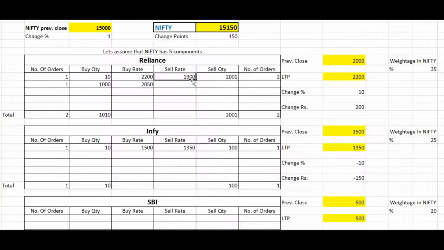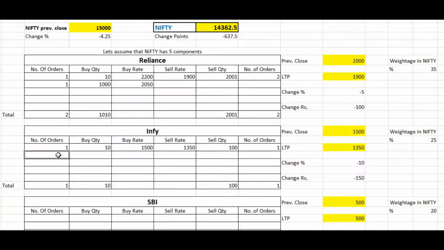So at 1900, 1010 quantity will be bought from these 2 orders. By the first in first out method, the 1 quantity will be sold by the first person, and the remaining 1009 will be bought from the 2000 quantity. So the LTP will now change to 1900. So what happens now? The stock is down 5%, and see, Nifty is down 4.25%, down 637 points.